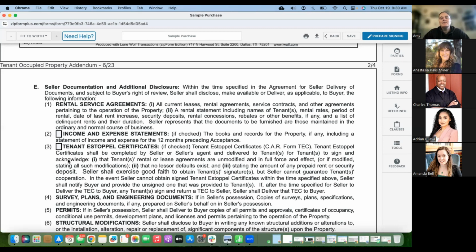If after the time specified for seller delivery of the TEC to the buyer, any tenants sign and return a TEC, that's the tenant estoppel certificate, to the seller, seller shall deliver that TEC to the buyer. So that's the tenant estoppel certificate. I actually highly recommend that you include the tenant estoppel certificate as part of a tenant occupied property where the buyer is intending to leave the tenant in place. Okay, and we can go over what that looks like as well. If you want, we should have time.